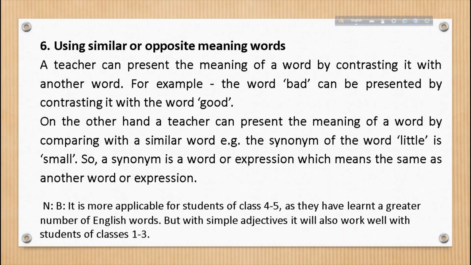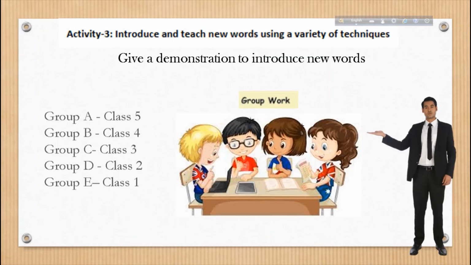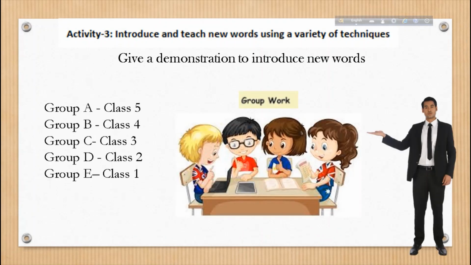So we have to follow six stages to teach students vocabulary. It is more applicable for students of class 4 to 5 as they have learned a greater number of English words previously, but with simple adjectives it will also work well with students of class 1 to 3. Here is a demo class. Our 10 teachers will take the demo by grouping themselves into 5 groups.